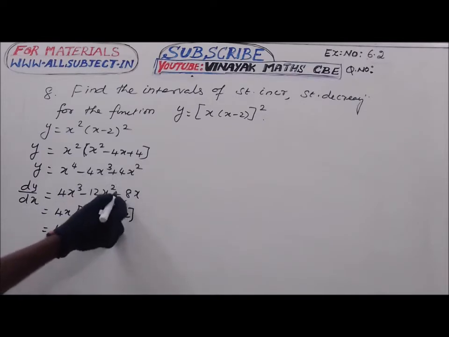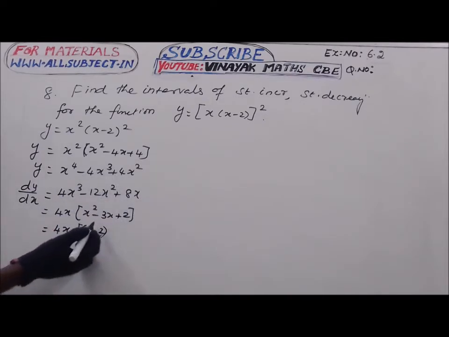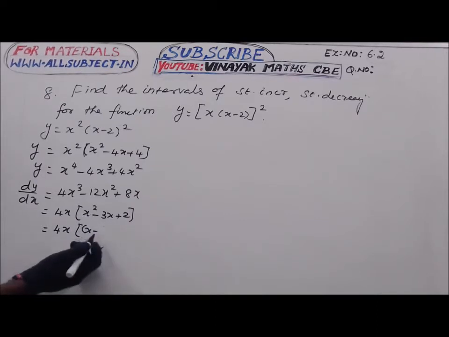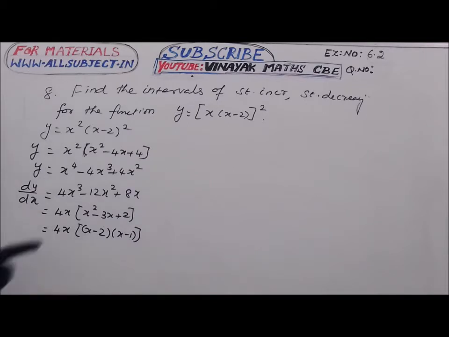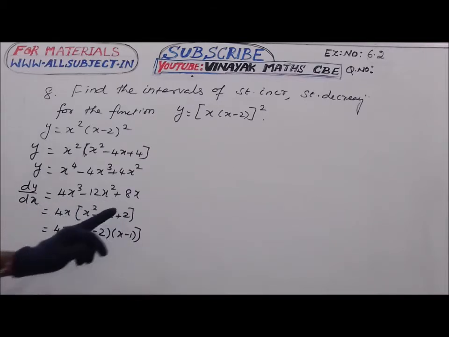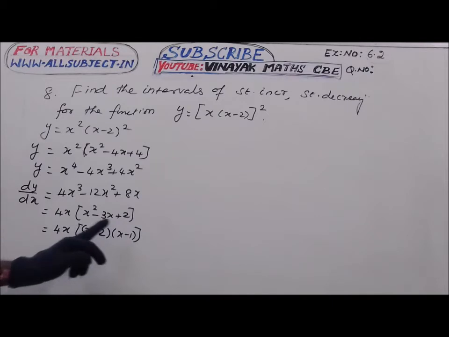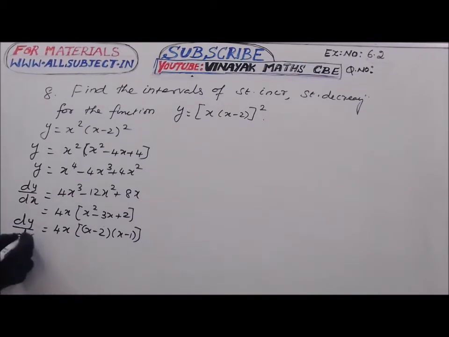In the question itself we have plus here, plus. So when we factor it, we will get (x minus 2) into (x minus 1). So here we have plus 8x, so here plus 2, after taking 4x common. Factoring this, when we multiply these we get 2 and when we add we get minus 3, so minus 2 and minus 1. So these are the factors of dy by dx.